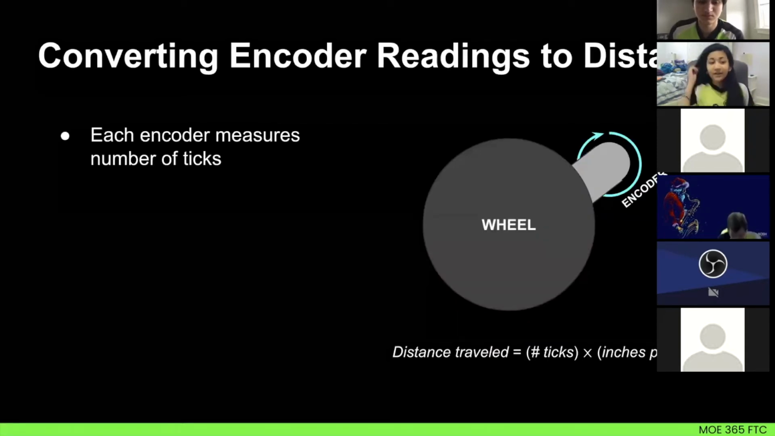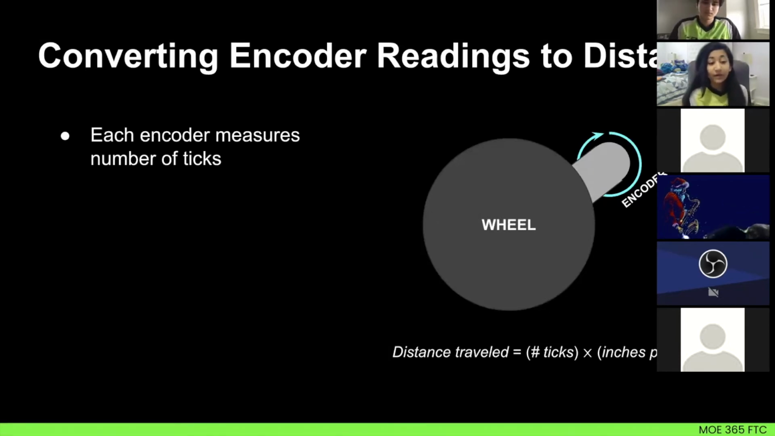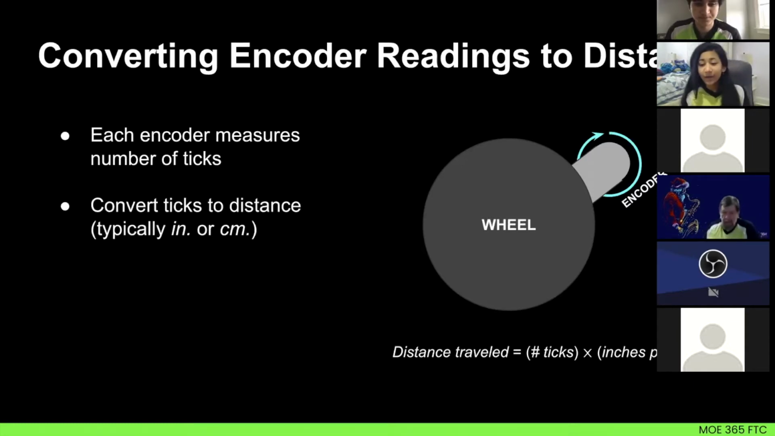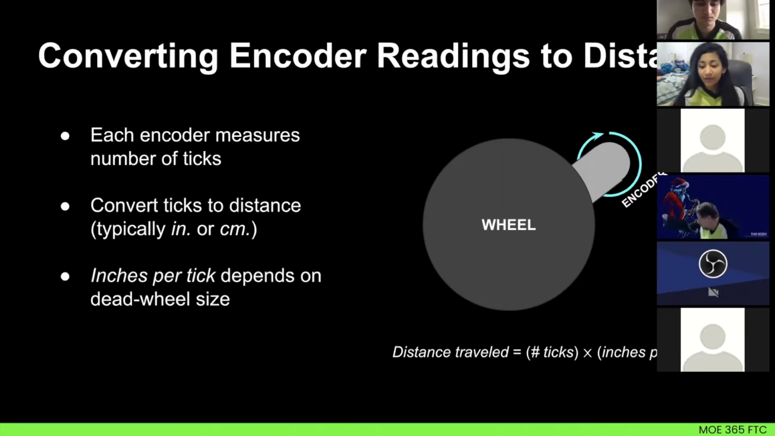So now we need to convert the encoder readings to distance. Encoders measure the number of ticks. As you can see in the diagram, the encoder, which is the gray thing sticking out of the wheel, has gears inside. So a full tick is the gear's full rotation. Then we need to convert those ticks to a distance. The distance is the number of ticks multiplied by inches per tick. And the inches per tick is different depending on your dead wheel size.